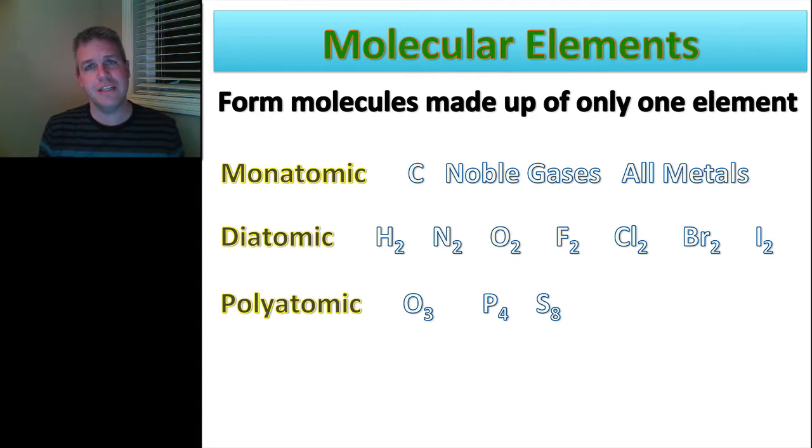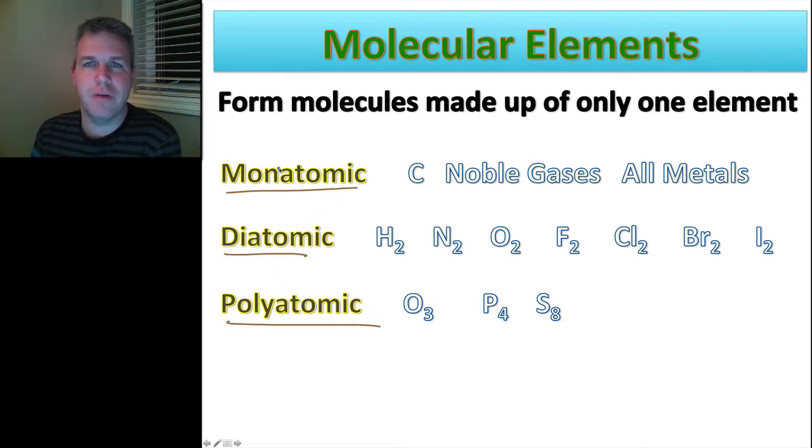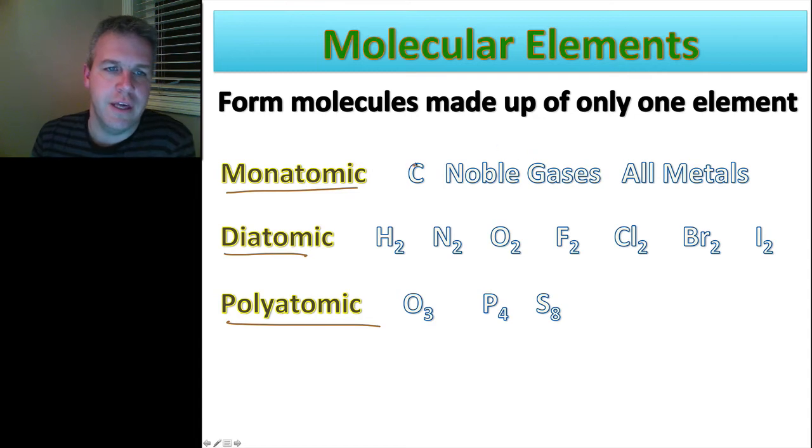The reason why you want to memorize these is when we get to doing chemical reactions. It's going to make it a lot easier when we write our reactions, so that you don't have to keep referring to your periodic table. So these molecular elements come in basically three categories: monoatomic, diatomic, and polyatomic. So they can exist on their own, they can exist in pairs, or they can exist in multiples beyond pairs.